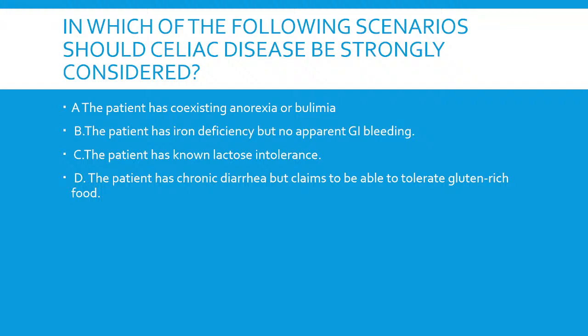In which of the following scenarios should celiac disease be strongly considered? The patient has coexisting anorexia or bulimia. The patient has iron deficiency but no apparent GI bleeding. The patient has known lactose intolerance. The patient has chronic diarrhea but claims to be able to tolerate gluten-rich food. You basically suspect malabsorption when you are not able to find the cause for nutrient deficiencies and the patient is having other GI symptoms also.